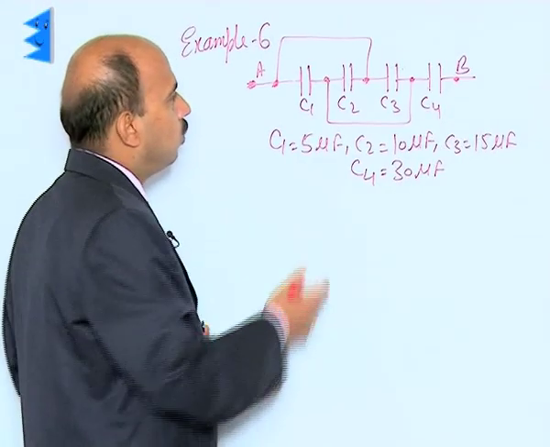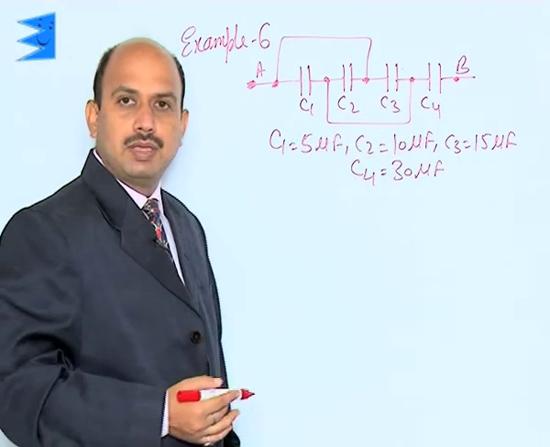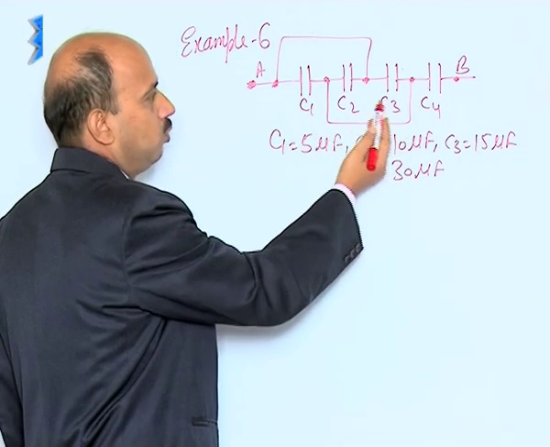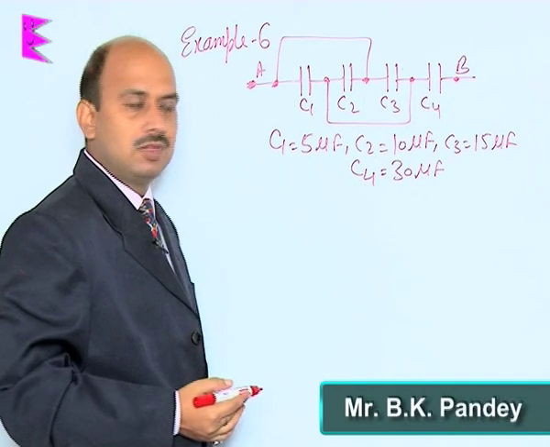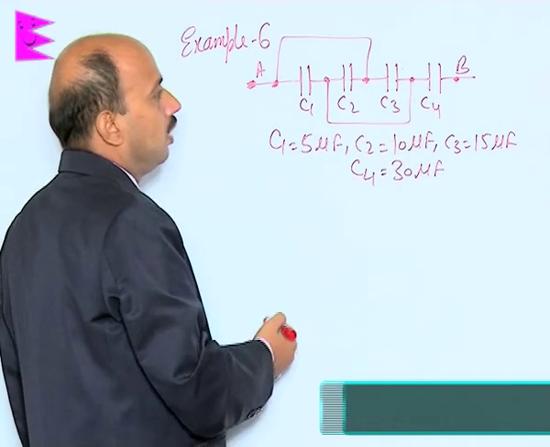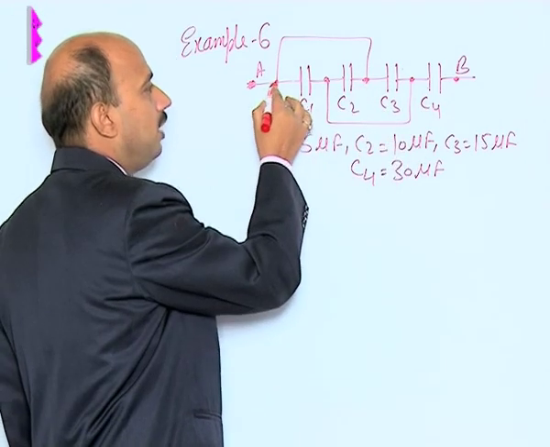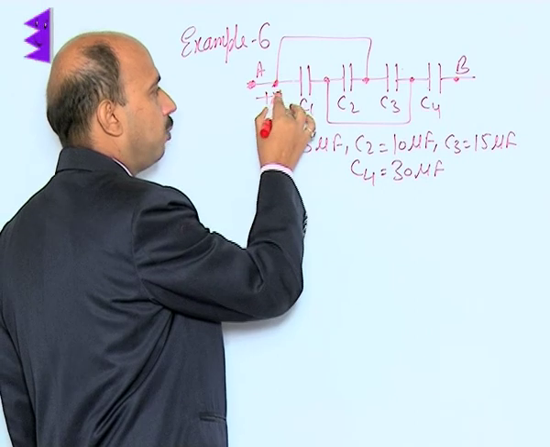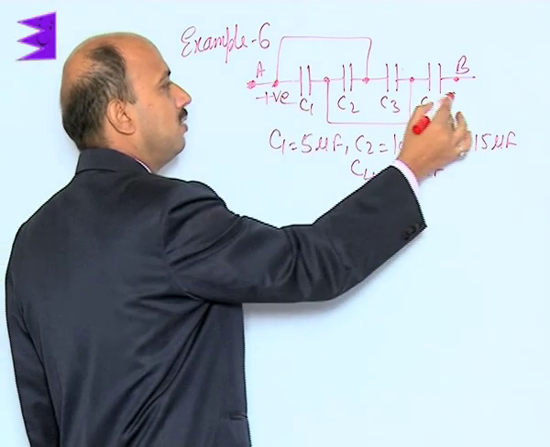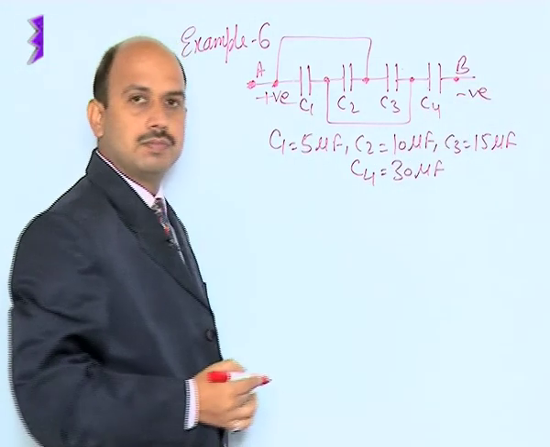Now calculate the total capacitance between A and B. Here C1, C2, C3 and C4 are the capacitors, they are connected in this way. So now see here, if I assume here A is at the positive terminal of the battery and B is at the negative terminal of the battery.